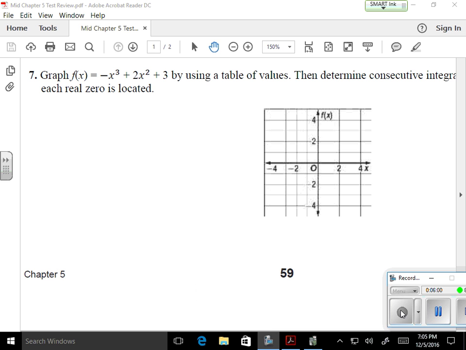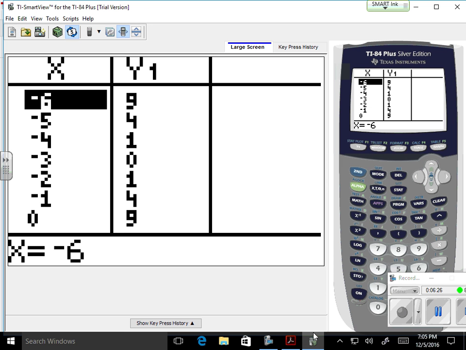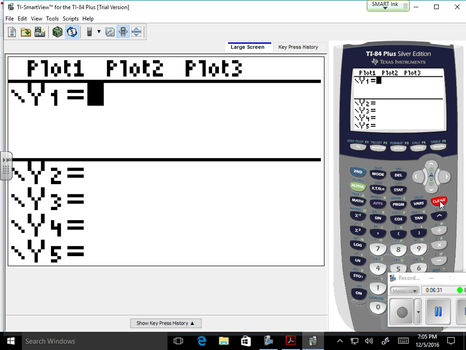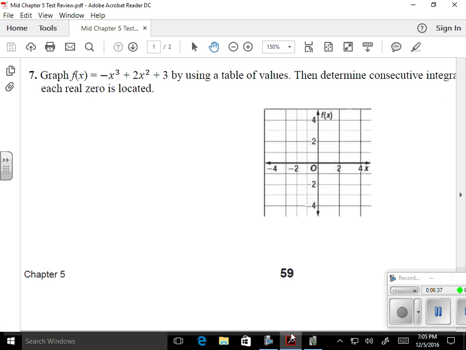For number 7, we're asked to use a table of values and graph the polynomial, negative x to the third plus 2x squared plus 3, and then determine where those zeros are located and between what consecutive integers each real zero is located. So we would first go to the calculator and type in our equation into y equals negative x to the third plus 2x squared plus 3.